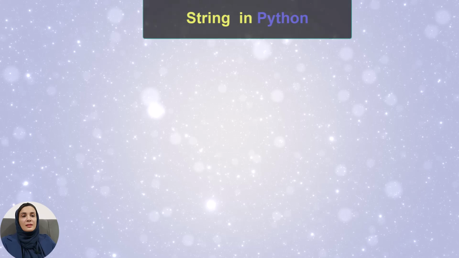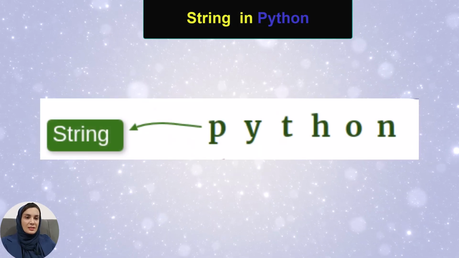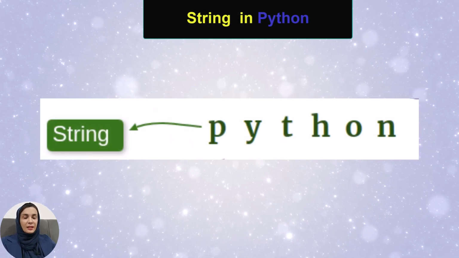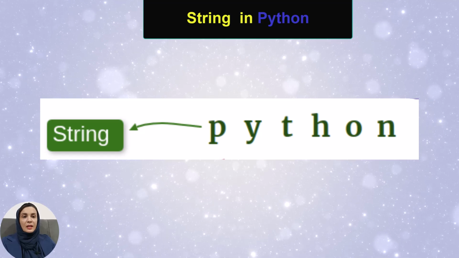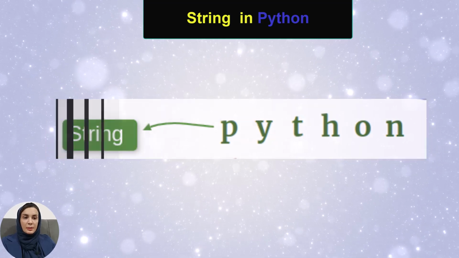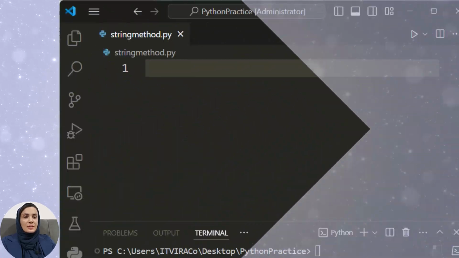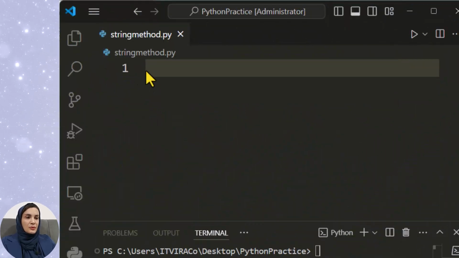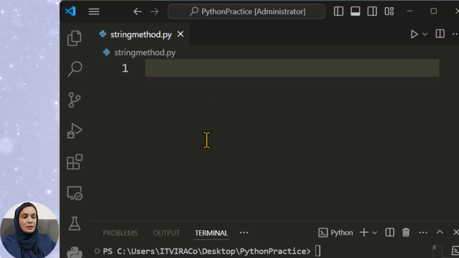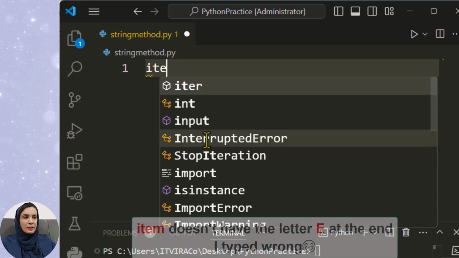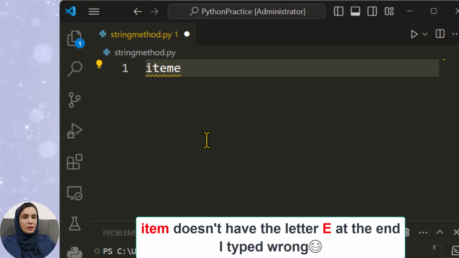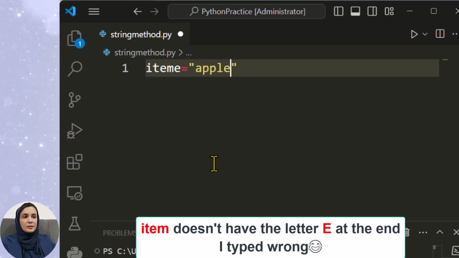Let's begin with strings. A string is a sequence of characters like letters or numbers. In Python, we use double quotes or single quotes to create a string. See an example. Suppose we have a variable named item, equal, double quote, apple. And this line gives us a string with the content apple.